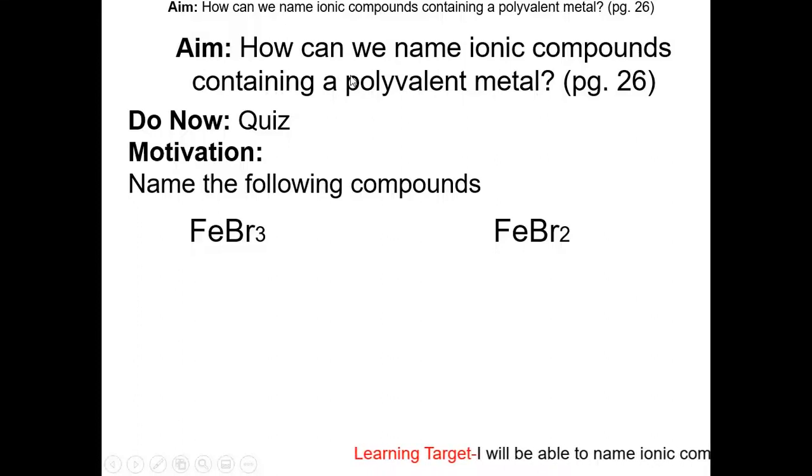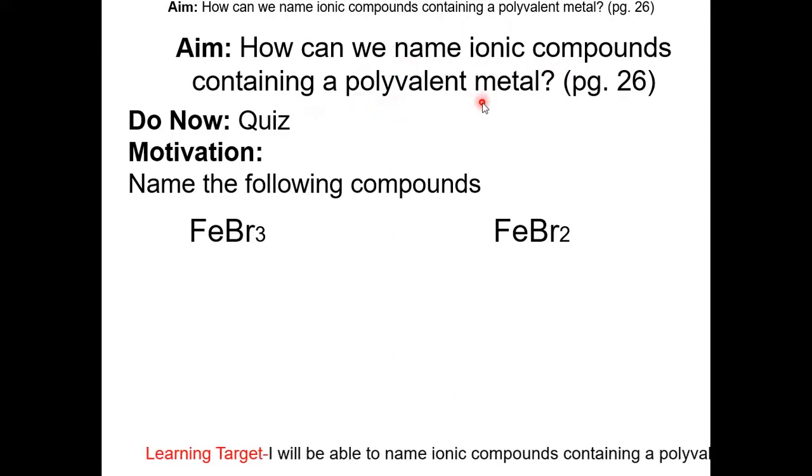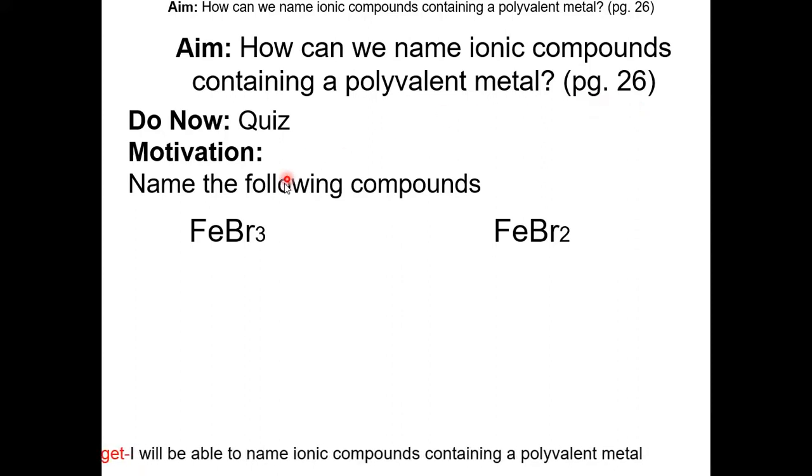This is my 8th video lesson for the Ionic Bond unit. In this lesson, we'll be learning how to name ionic compounds containing a polyvalent metal. So go to page 26 in the class packet. Using your knowledge from the previous lesson, name the following compounds.